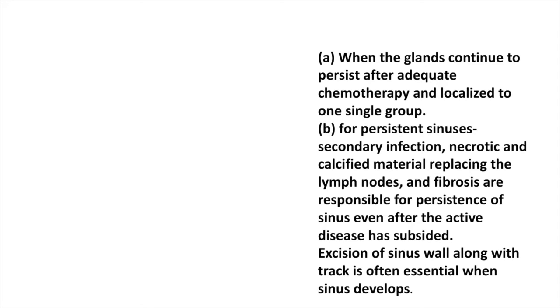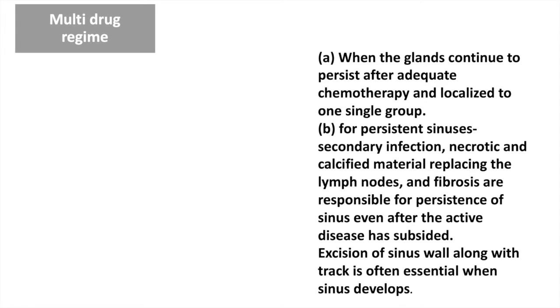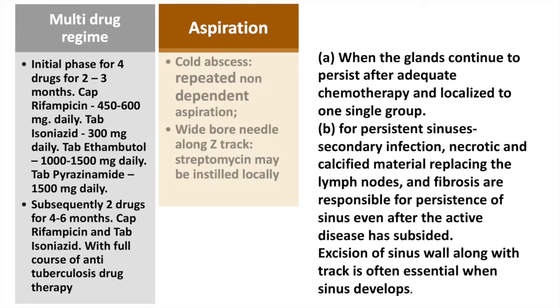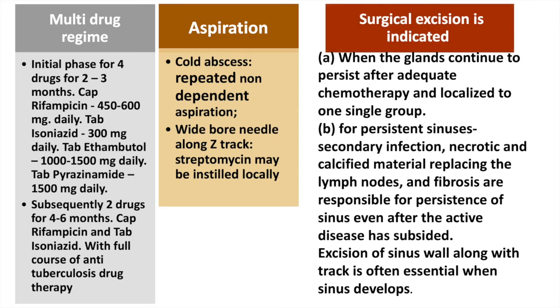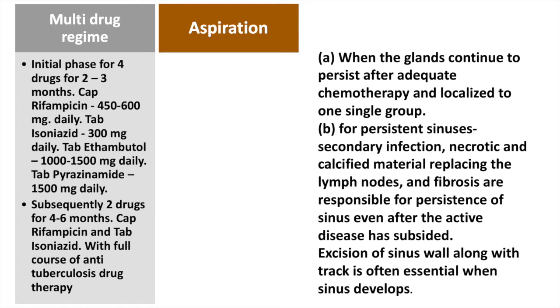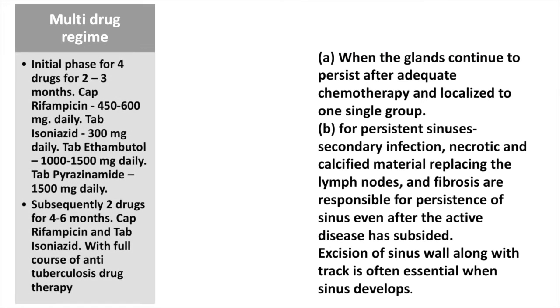Finally, now that we have completed the clinical manifestations and the diagnosis, we'll wind up by talking in brief about the treatment. The treatment mainly includes the multi-drug regimen, the aspiration, and surgical excision when indicated. So starting with the multi-drug regimen, this includes two phases. The first is the intensive phase and the second is the continuation phase.